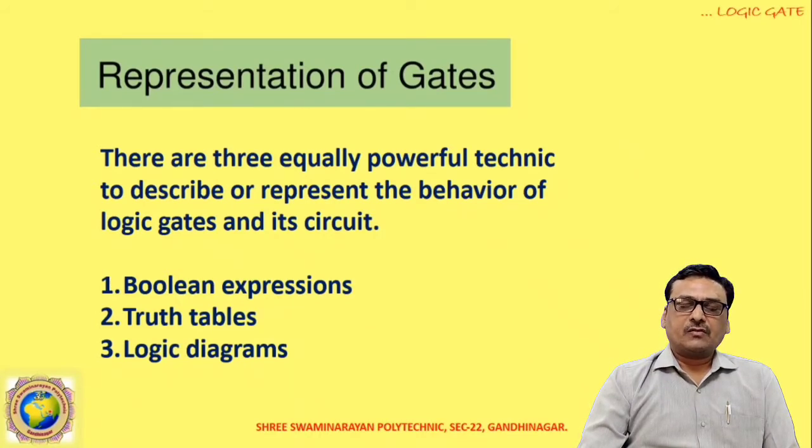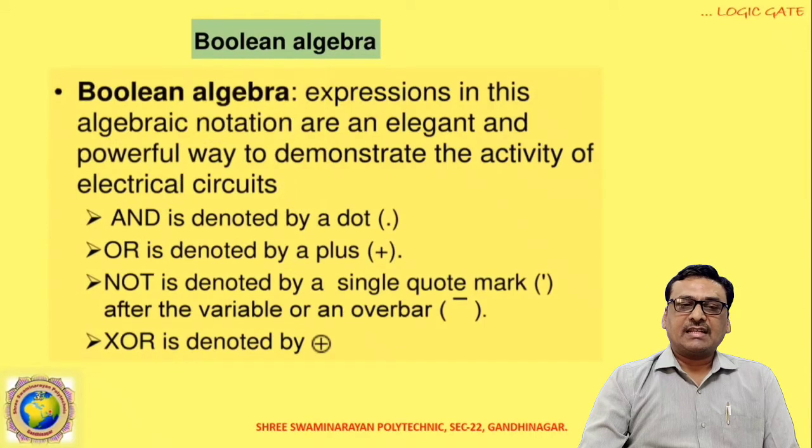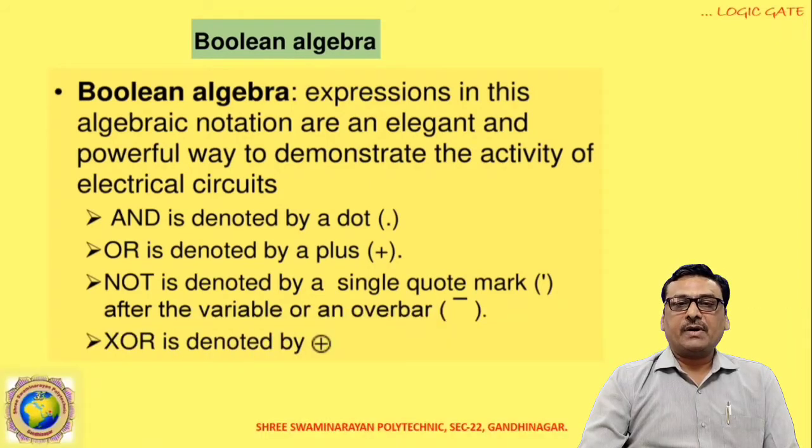So we start from Boolean algebra. This Boolean algebra is expressed in algebraic notation, which is a powerful way to demonstrate the activity of an electrical circuit. The AND gate is denoted by the dot, the OR gate is denoted by the plus, the NOT gate is denoted by the quote mark or an over bar, and the XOR gate is denoted by the plus circle. So these are the 4 notations for denoting Boolean algebra expressions.